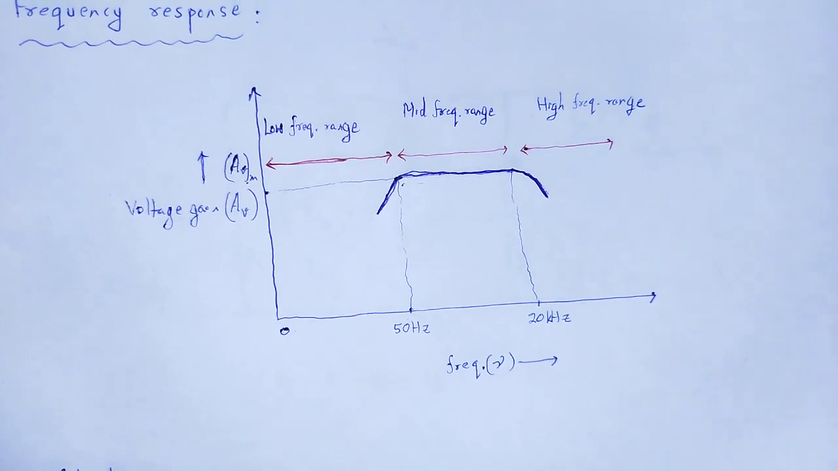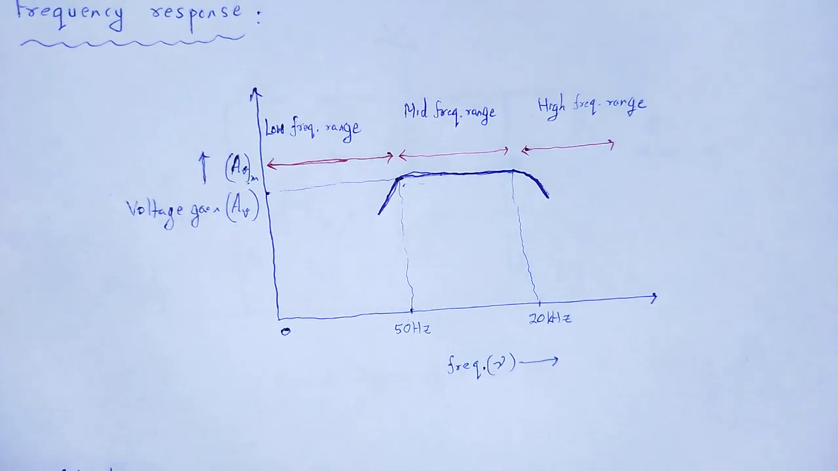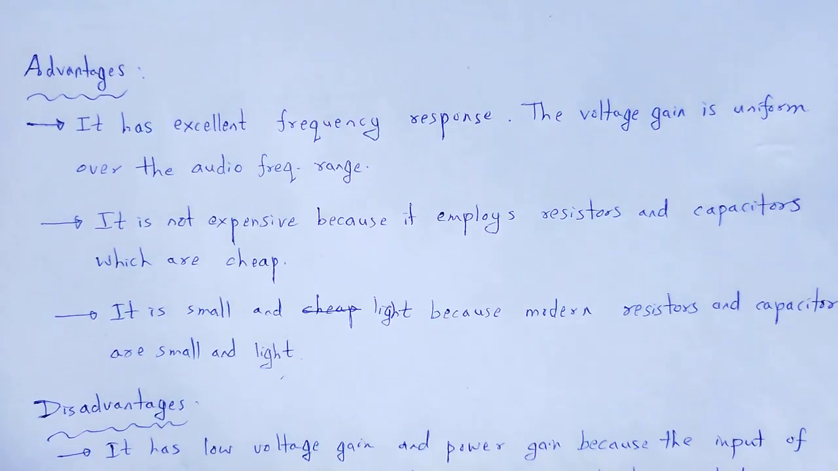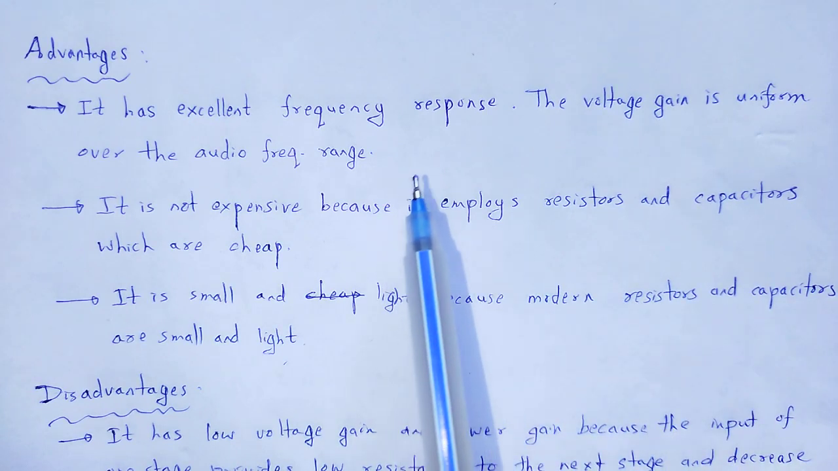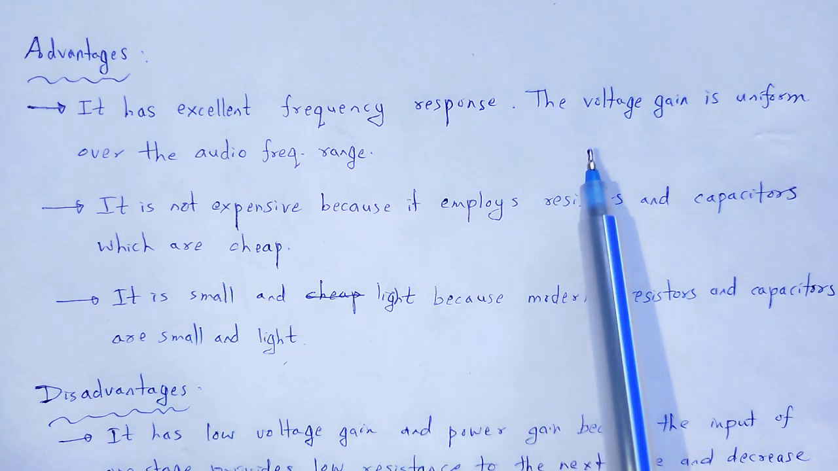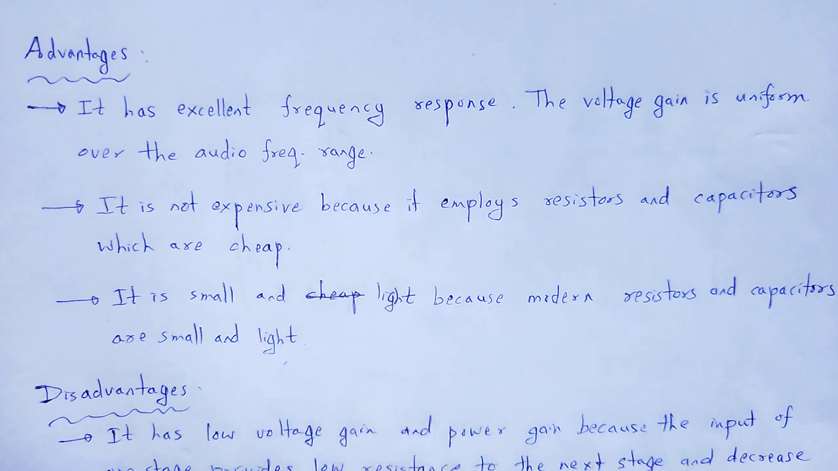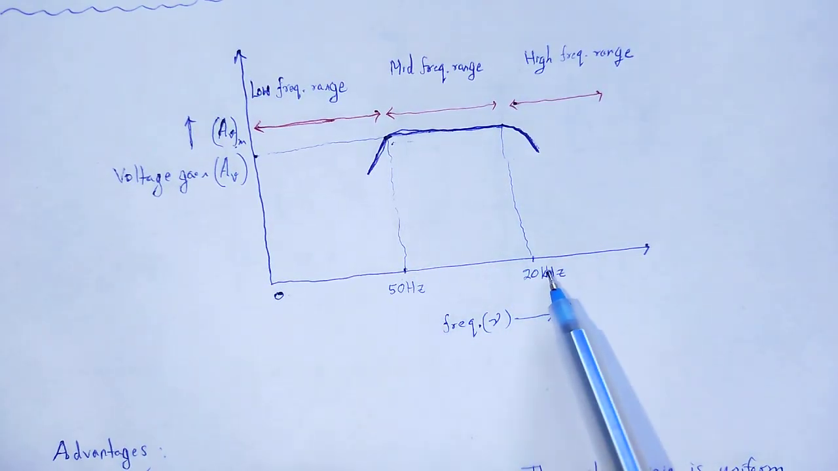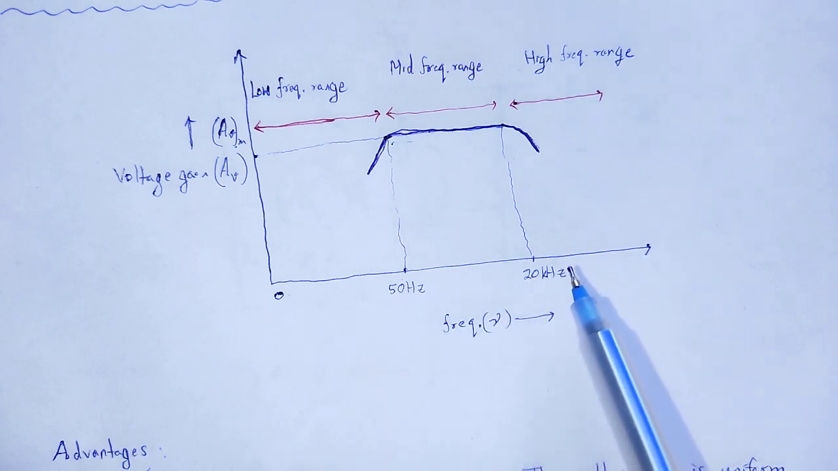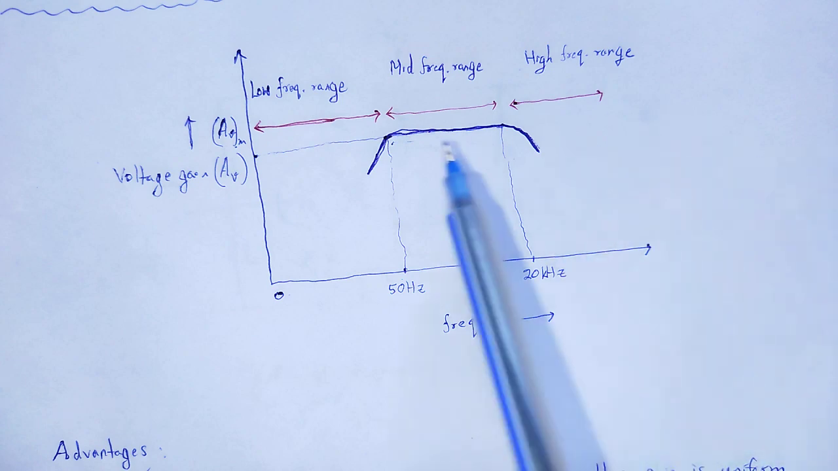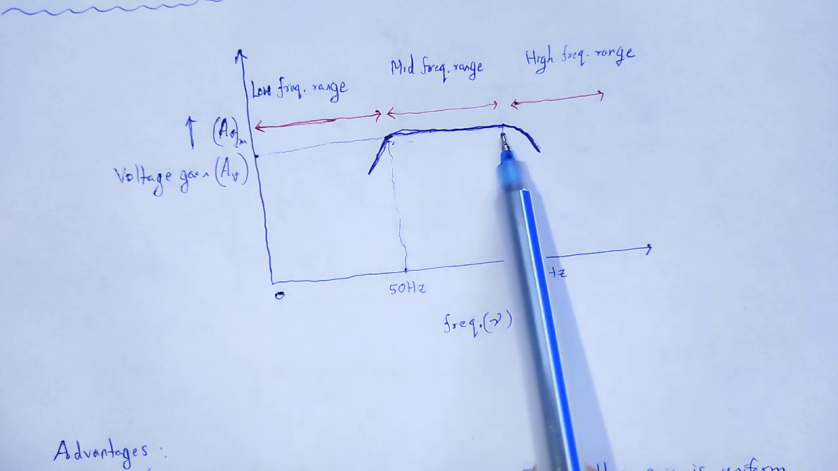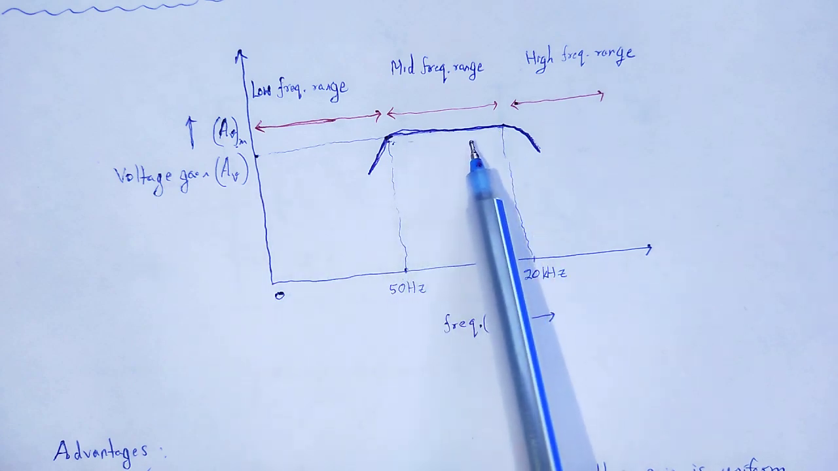Next, what are the advantages and the disadvantages of this kind of amplifier? Advantages: it has excellent frequency response. The voltage gain is uniform over the audio frequency range. That mid frequency range, around 50 Hz to 20 kilohertz, is called the audio frequency range. Inside the audio frequency range, the voltage gain is uniform. So, it is a good response to frequency.